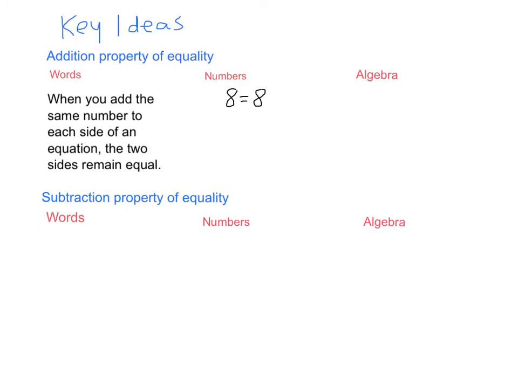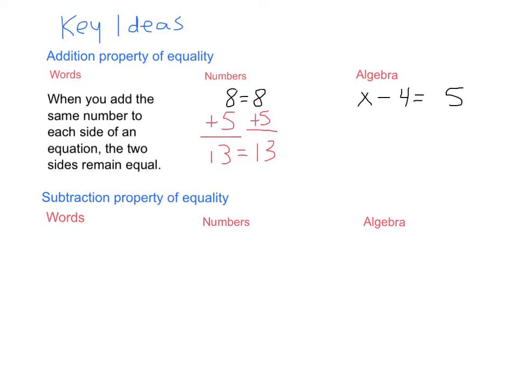In numbers, we could have something like 8 equals 8. But if we were to, I'm going to change my color here, if we were to add 5 to this side, it would be 13. And if we were to add 5 to that side, it would be 13. So in turn it says when you add the same number to each side of an equation, the two remain equal. I added the same number to both sides and they remain the same.